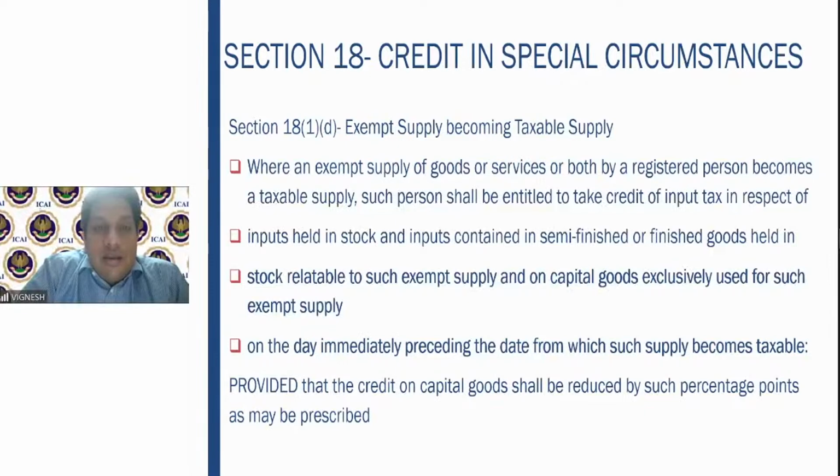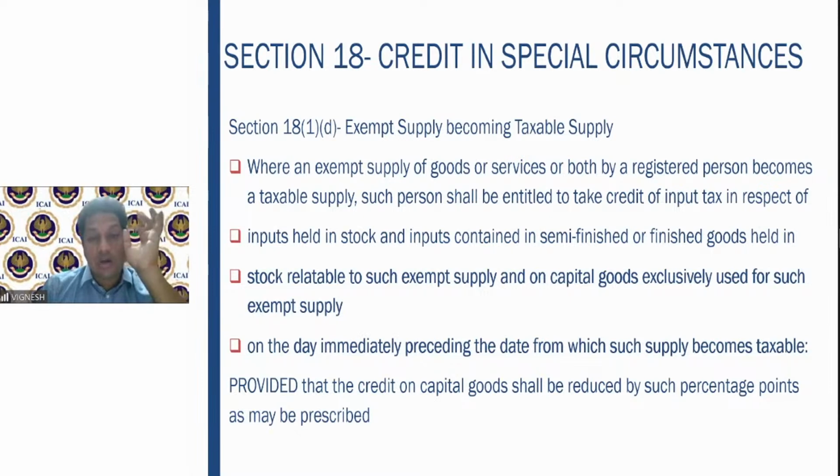Why is this phrase there? Because obviously, in case of your capital goods for taxable supply, you would have already claimed the input tax credit. So only that particular capital goods has to be taken into consideration. So what does 18(1)(d) say? Where an exempt supply of goods or services or both by a registered person becomes a taxable supply, such person shall be entitled to take the credit of input tax in respect of the inputs in stock, inputs in finished or semi-finished goods held in the stock relatable to such exempt supply.